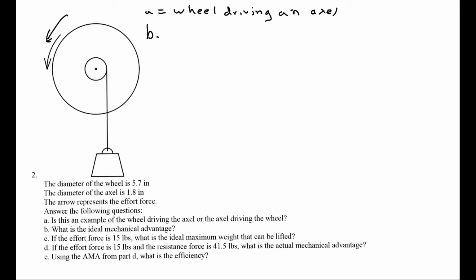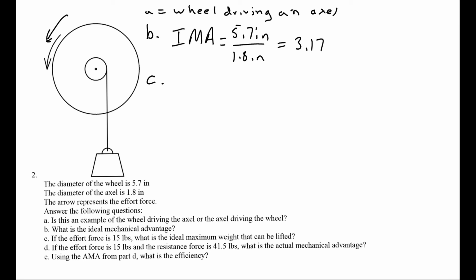Alright, so for B, what's the ideal mechanical advantage? So this is going to be something real similar to what we just did, because again, the pi's cancel out. So what is our effort distance here? 5.7 inches. What is our resistance distance? 1.8 inches. So that's that equal, and you divide that out. 3.17 for our ideal mechanical advantage.